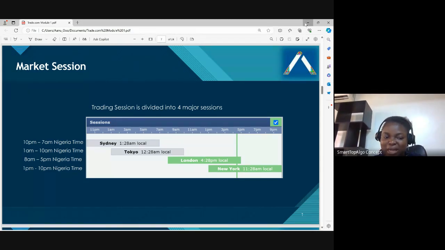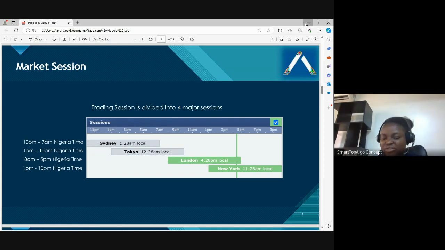Now, the Sydney market opens 10 p.m. in the night to 7 a.m. in the morning. That is when they open. So at this point, any currency, any country that is under Sydney tends to be much more volatile. When we talk about that, we're talking about Asia now. So you need to be conversant with this and know when to trade.